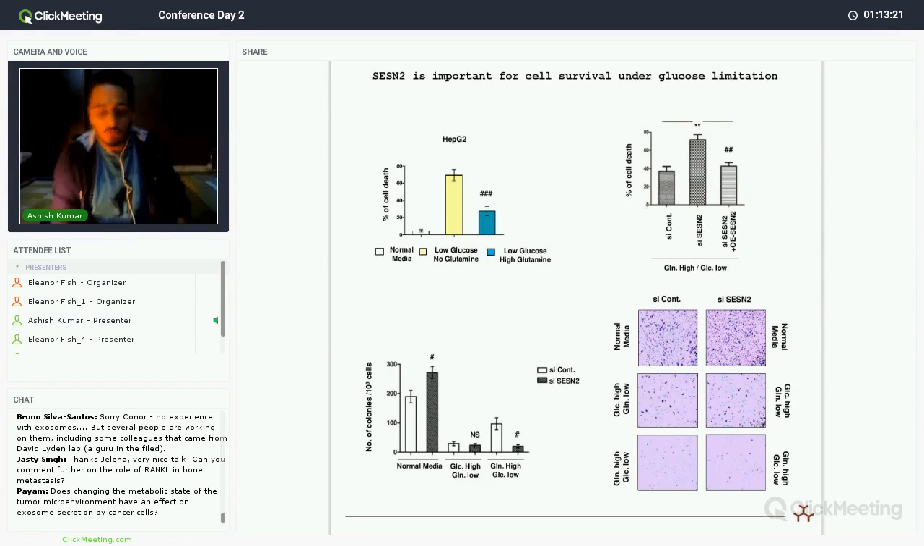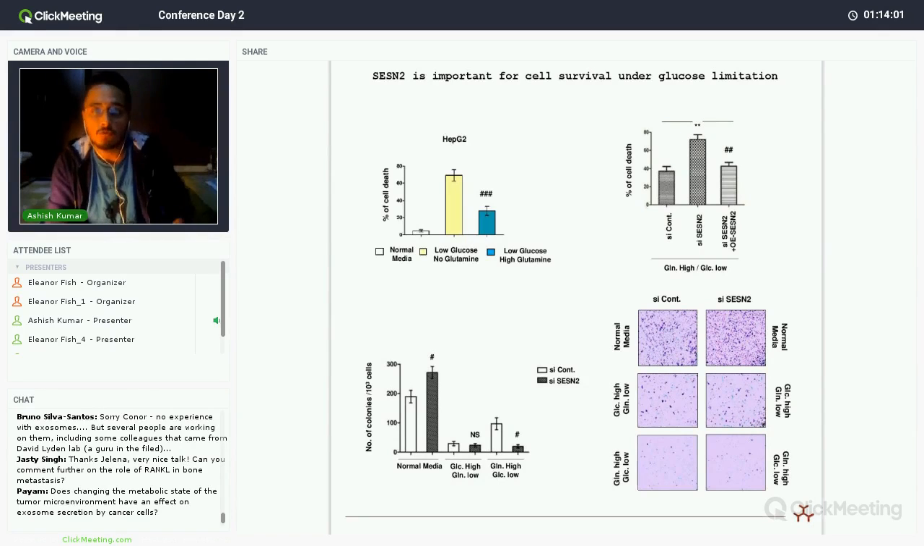To answer these questions, we cultured 8 different cancer cell lines in 3 different media. One is normal cell media where both glucose and glutamine were in optimal concentration. The other one is low glucose media where there was no glutamine, and then we supplemented glutamine in low glucose media. We found that in low glucose media there was an increase in cell death after 48 hours, which was significantly rescued on glutamine supplementation in 6 cell lines out of 8, and we are showing here FG2, which showed maximum effect.